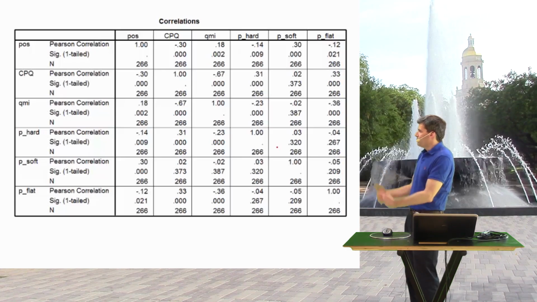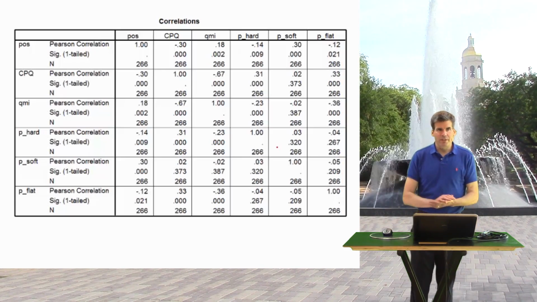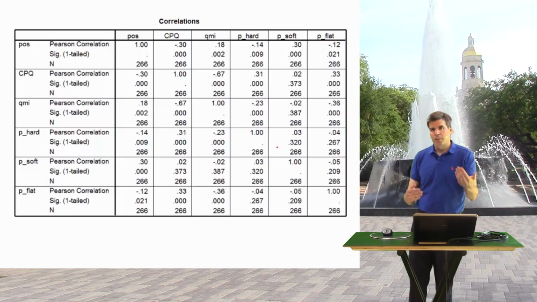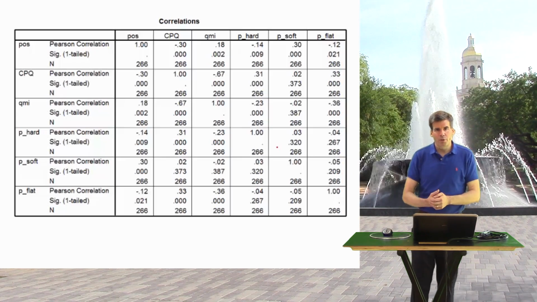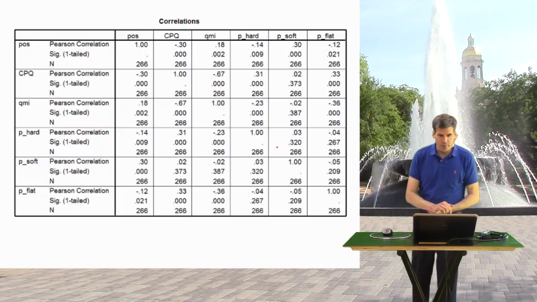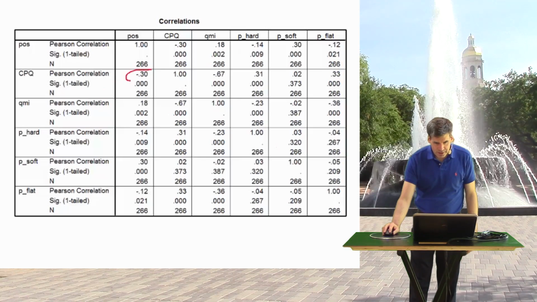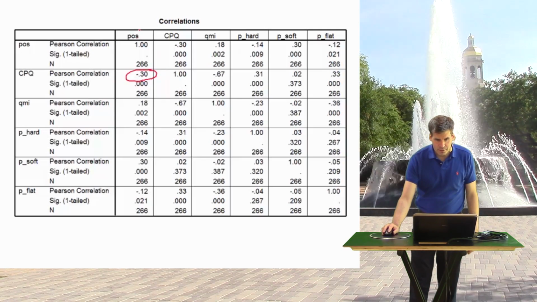Let's go down our output and see what else we have. Now we have correlations. Recall that correlations give us the effect of each predictor explaining variance, correlating with the outcome, ignoring the other variables in the equation. So CPQ, the general measure of conflict, has a negative correlation with positive communication, and that is significant.